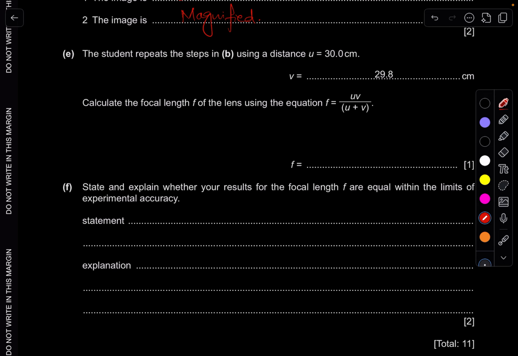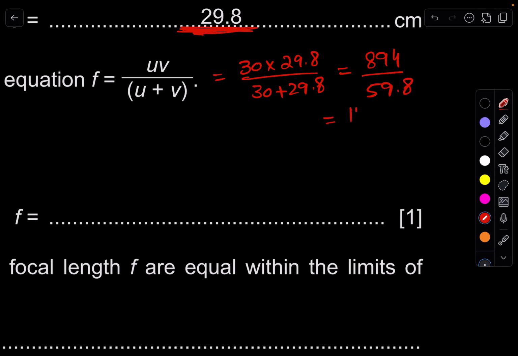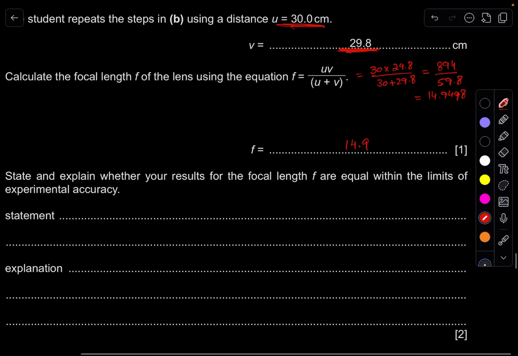Then you have to calculate the focal length again with the different values. Now the v is this and u is this, as given. Just put the values. It's 30 into 29.8 divided by 30 plus 29.8, that will give you 894 divided by 59.8. So the answer will be 14.9498. You can write it as 14.9, okay, for three significant figures.